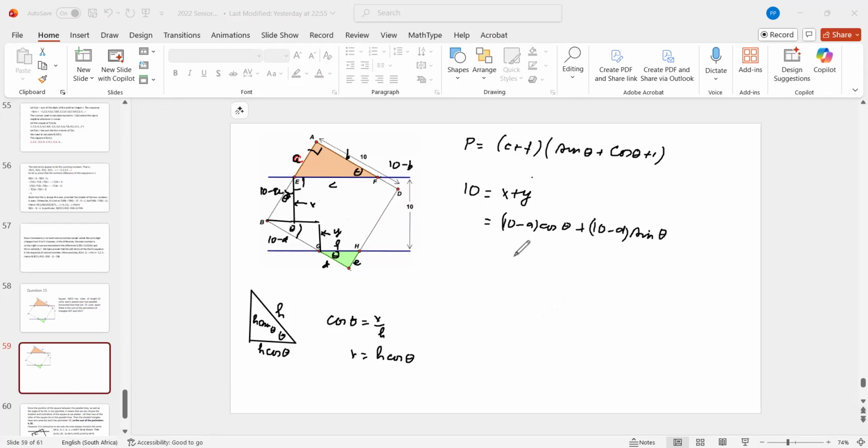Okay, so what you have here is, if you take the 10 out, you get 10 cos theta minus a cos theta plus 10 sine theta minus d sine theta. Or it's actually supposed to be f.